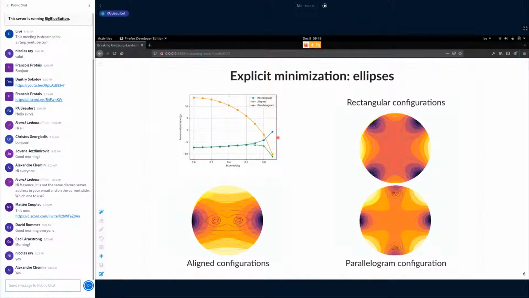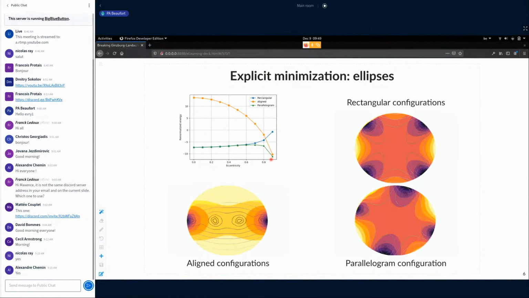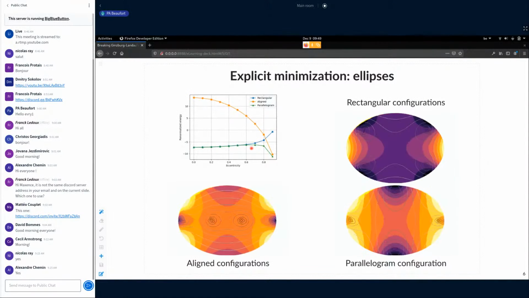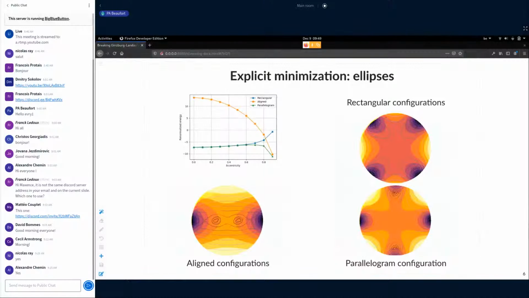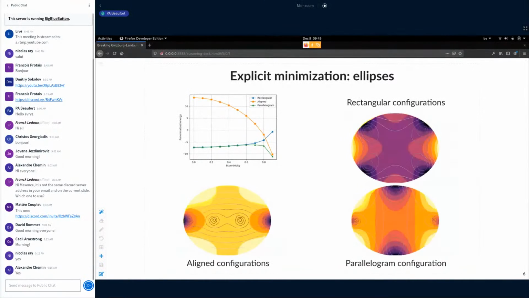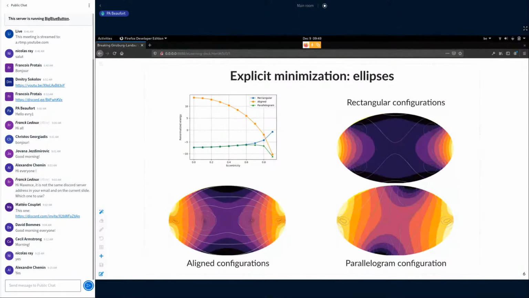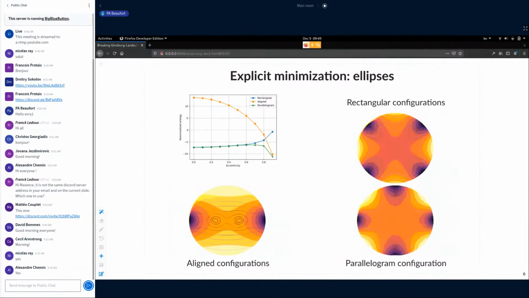So we see that the parallelogram configuration is going to be all the time the best one, okay? But that's not what I wanted to show you here. I'm sure that you sleep well at night without thinking about the best configuration of critical points within an ellipse. But it's to give you some insight about the R and phi function.